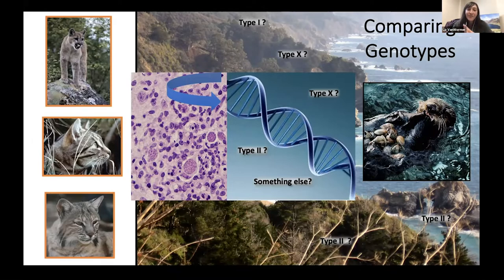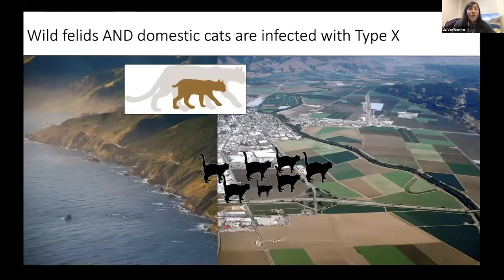So we can dive deeper into that mystery of land to sea parasite connections. And when we do that, we found that both wild felids, so mountain lions and bobcats, and domestic cats are infected with type X. So that's the dominant type in the sea otters. So it's helpful in some ways because we know all the cats could potentially be shedding it, but it doesn't narrow it down to one group, right? It doesn't tell us exactly where is the source of this parasite? Where are the high areas of loading?